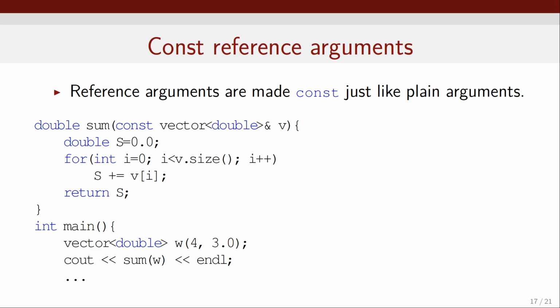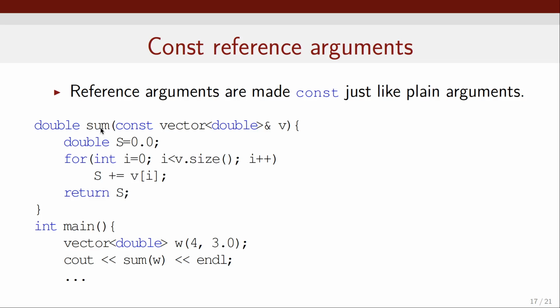Now, how do I make a constant reference? Well, reference arguments are made constant just like plain arguments. So in this example, I might have a vector double and then address of v here. I can just put a constant in front of it, and that will ensure that this argument is not going to change during the function evaluations here.